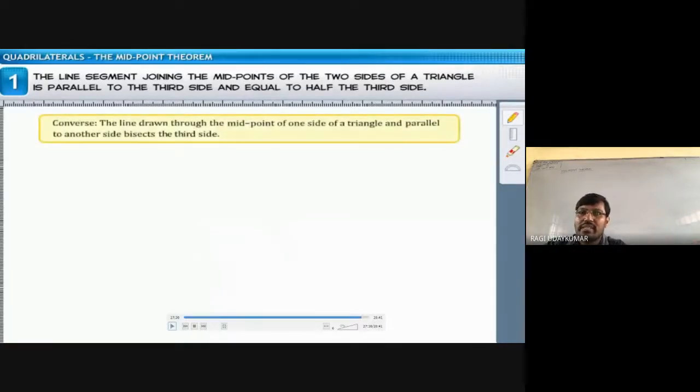And converse होगा. इसका converse भी होता. Converse is nothing but, midpoints को हम लोग join कर लिया है. But here the converse of this theorem is: the line drawn through the midpoint of one side of the triangle and parallel to another side bisects the third side. One side का midpoint से parallel line draw कर लिया. So parallel and one का midpoint दे दिया. So it is going to bisect the third side. So that is the converse of this theorem, midpoint theorem. Okay.